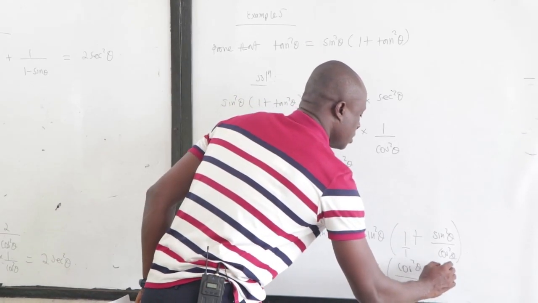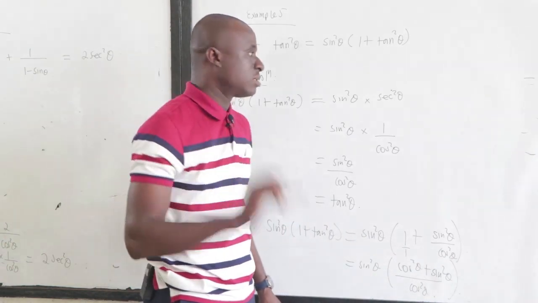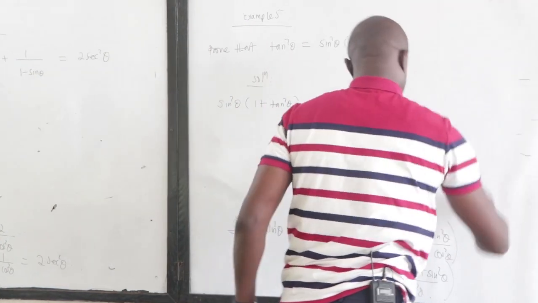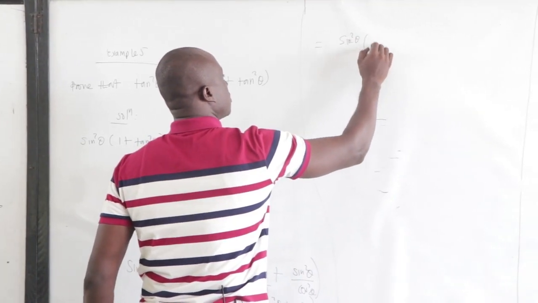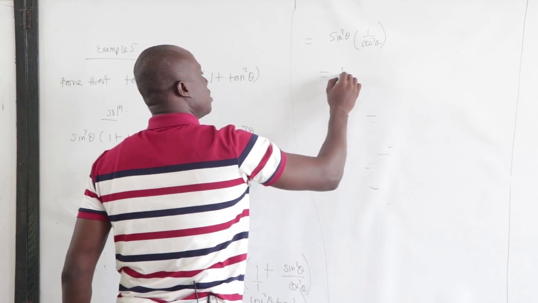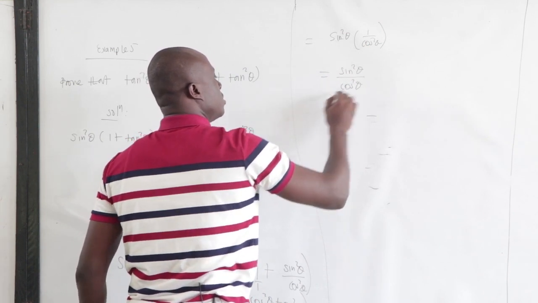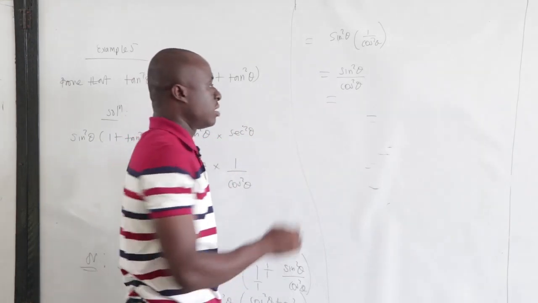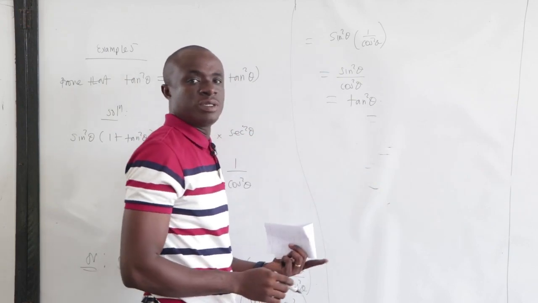We have sine square theta. Now what is cos square theta plus sine square theta? That is 1. So in a nutshell, we have sine square theta times 1 all over cos square theta, and this is the same as sine square theta over cos square theta. And sine over cos is tan. So this is tan square theta.